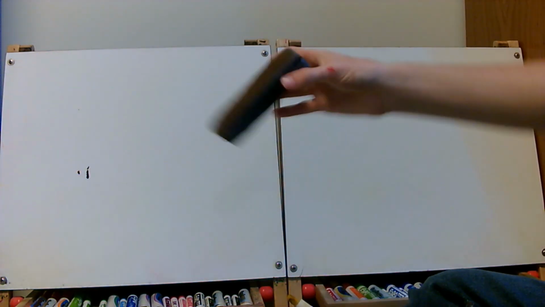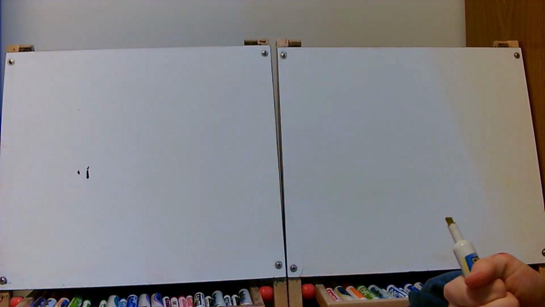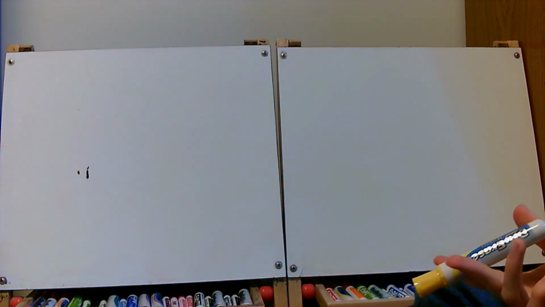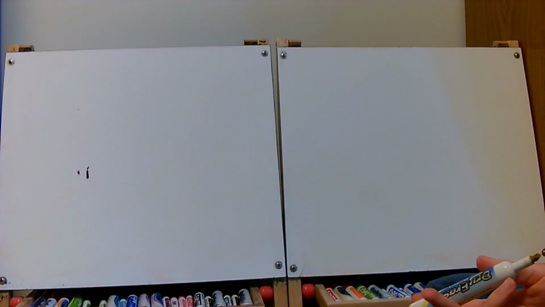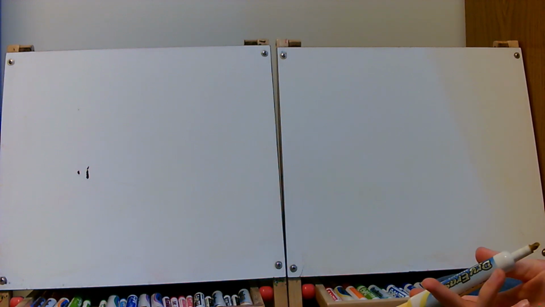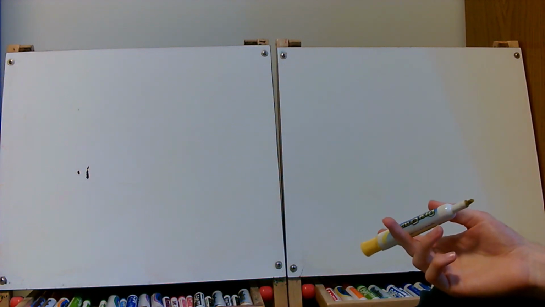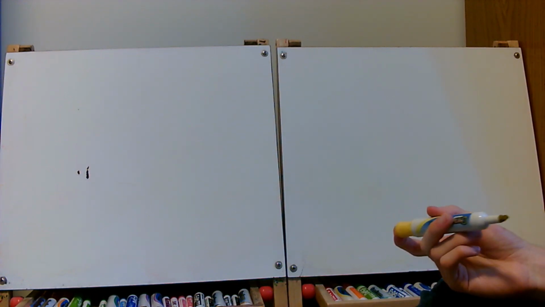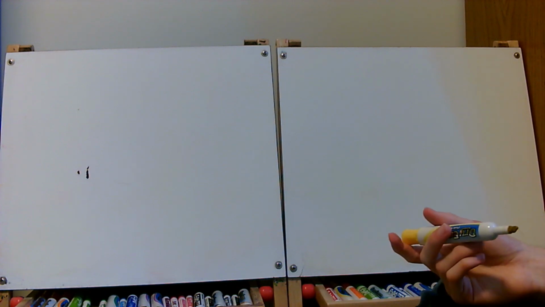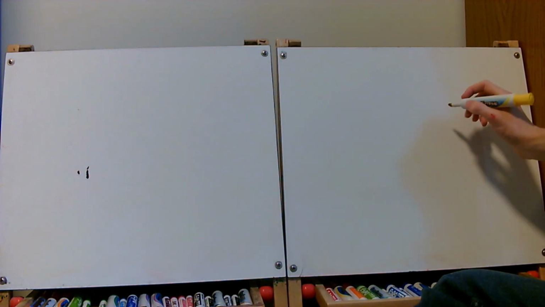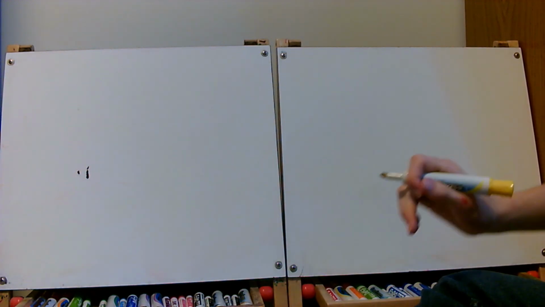So, if there are two schwas in a row, the first one is silent and the second one is pronounced. For example, let's go with, let me think of an example.